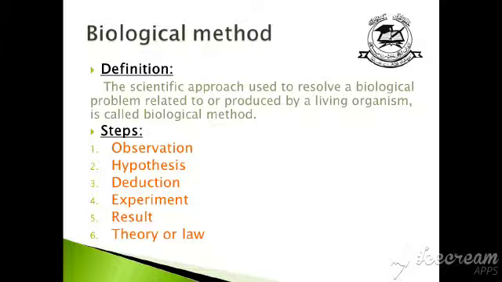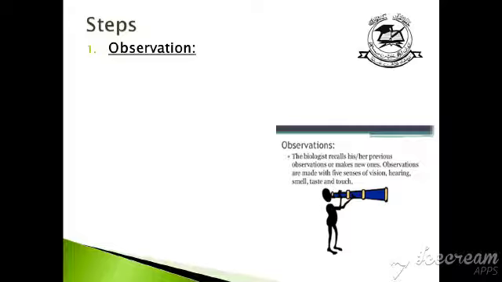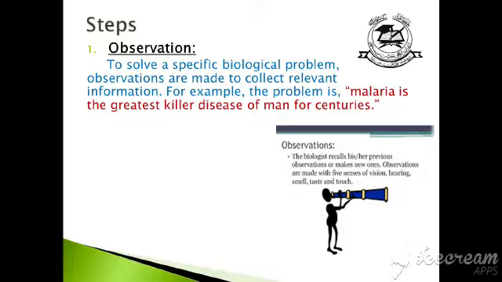So let's start with the first step, observation. Observation: the biologist recalls his previous observations or makes new ones. Observations are made with the 5 senses of vision, hearing, smell, taste and touch. To solve a specific biological problem, observations are made to collect relevant information.